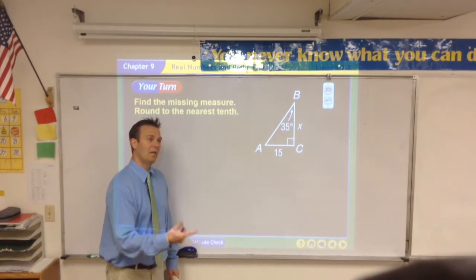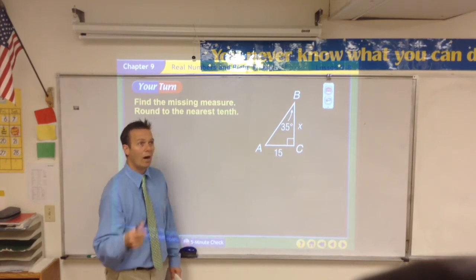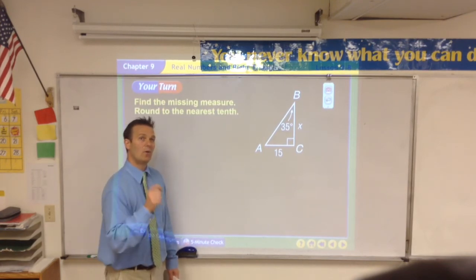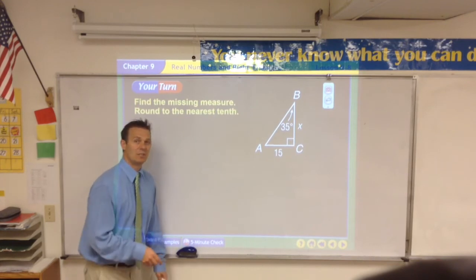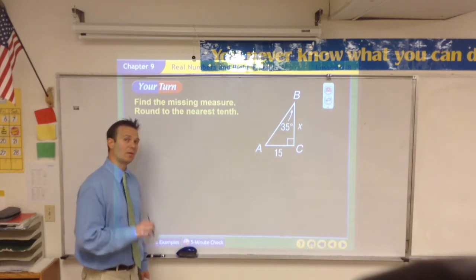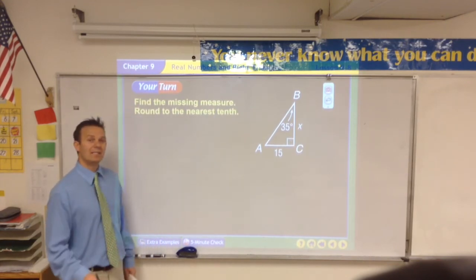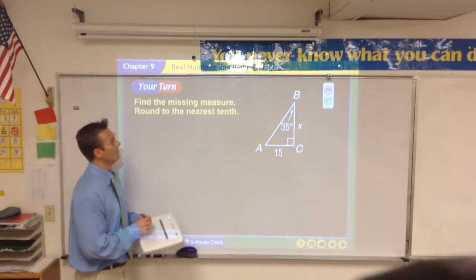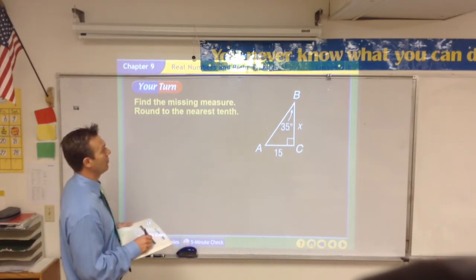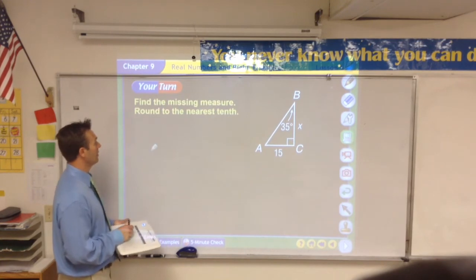So if I'm thinking SOHCAHTOA, T-O-A, I know opposite and adjacent, so I'm going to have to use tangent equals opposite over adjacent. So go ahead and set it up and see how well you do. I'll give you a little bit of help with this one, just because it can get a little confusing.